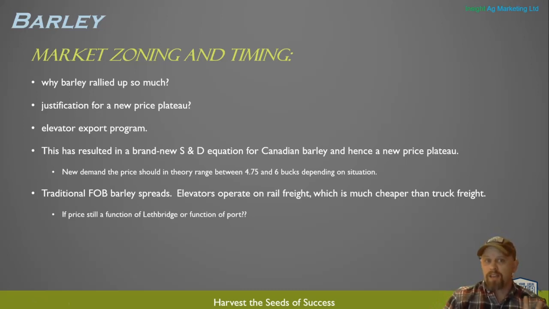So why did barley rally up so much? I think I kind of built the case before. We've got a whole new demand, right? And obviously supply this year was not super great. It wasn't a disaster, but it wasn't great. It was definitely below our trend lines, right? And so is there a justification for this new price plateau that we're seeing? I personally think there is, and that's mainly because of this elevator program we have on. It is until we increase our barley production enough that it can drop and the price can drop, right? Because we've got this brand new S&D equation in Canadian barley, it probably has hit a whole new price level plateau.